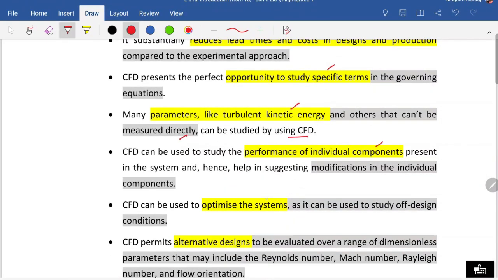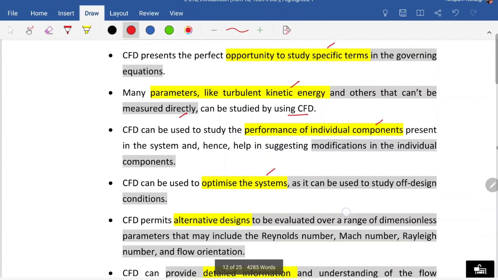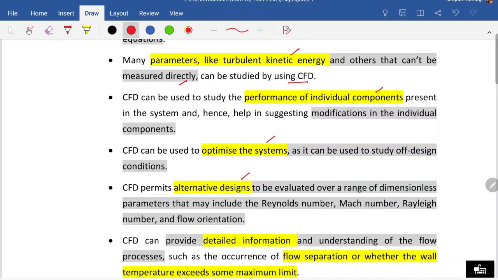Then CFD can be used to optimize the system because you can study off design conditions. Studying off design conditions in an experimental setup would be quite difficult. It might lead to chaos, failures, accidents. But what will happen in the case of a computer? Nothing. So you can study off design conditions. You can study alternative designs.